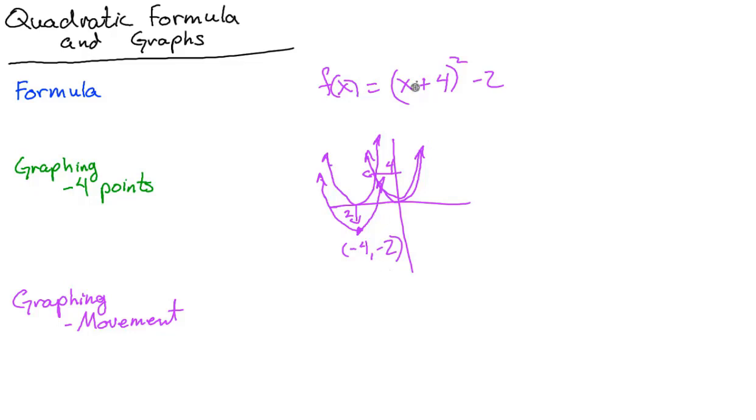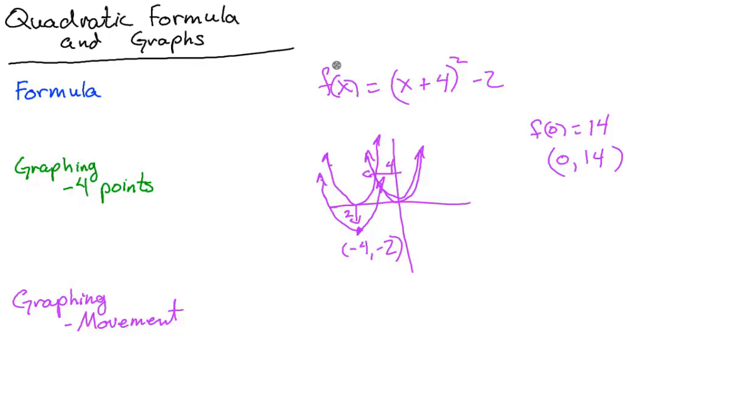That's pretty cool. And then the y-intercept, same thing, f of 0. There's no easier way around that. You stick in 0 there. 0 plus 4 is 4, squared is 16, minus 2 is 14. So 0, 14 is going to be the y-intercept. That still is the case.